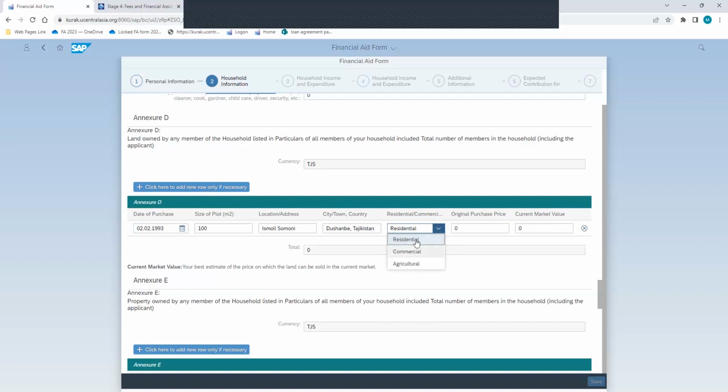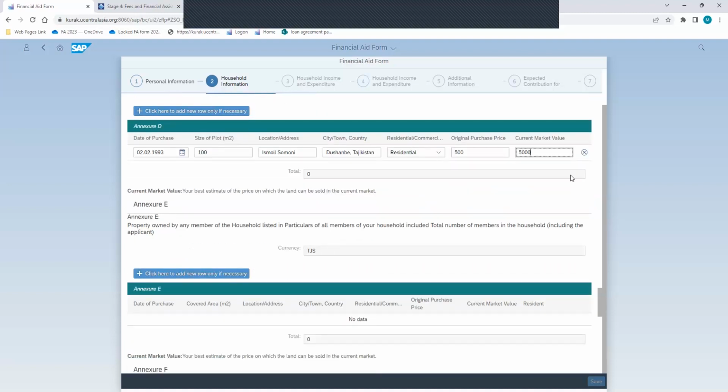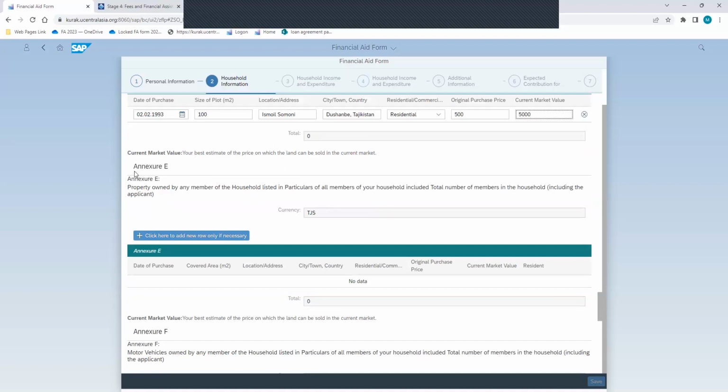I don't have anything else. It's just a residential original purchase price. Suppose it was, I don't know, like 500 at that time, and now it costs around 5,000. I'm indicating the current market value; you can define with your parents what will be the current market value for the land. And now I'm coming to Annex E.